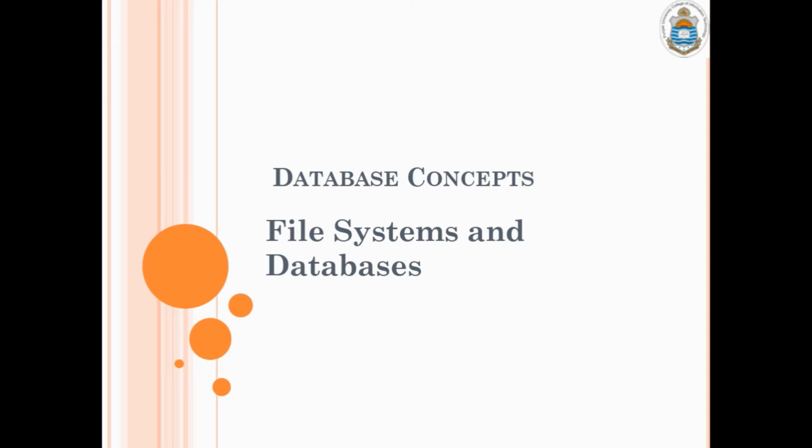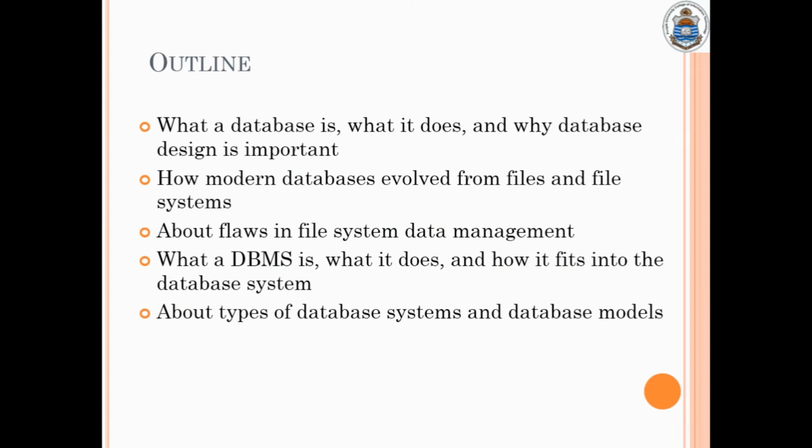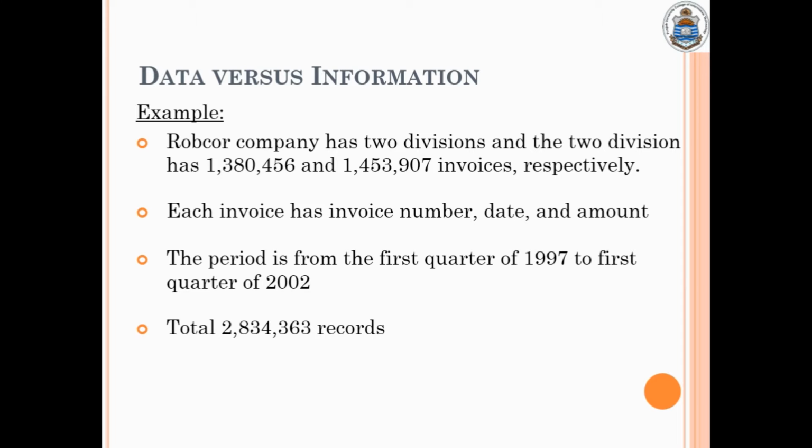If you watched the introductory video, you'd know what we are going to do. We will start by studying file systems and databases. For example, Robcore Company has two divisions, and the two divisions have the following invoices as shown in the slide. Each invoice has invoice number, date, and amount. The period is from the first quarter of 1997 to the first quarter of 2002.